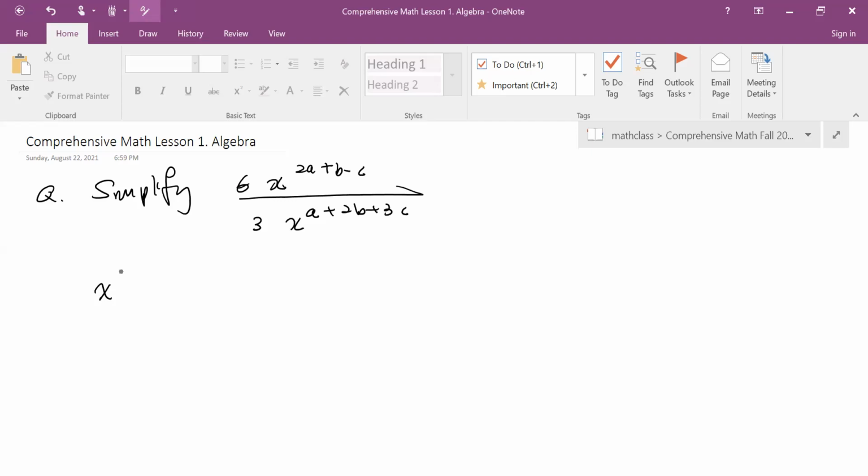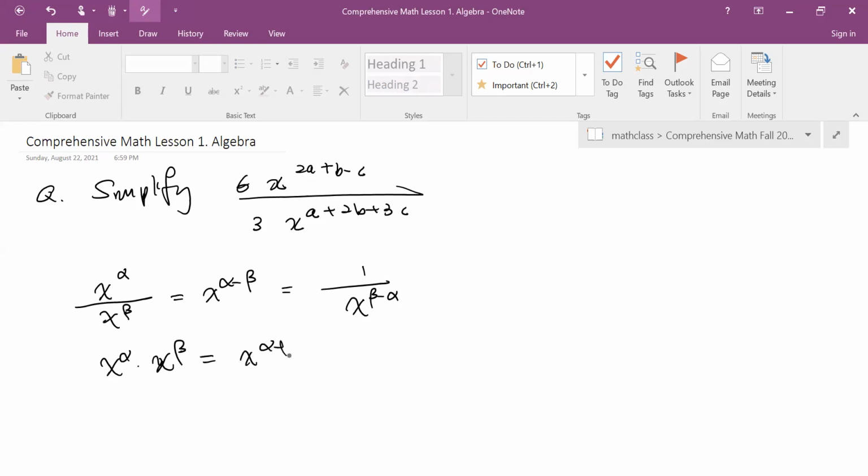If we have x to the alpha divided by x to the beta, then that will be x to the alpha minus beta. But if we put it in the denominator, it's going to be 1 over x to the beta minus alpha. This is the main formula. And x to the alpha times x to the beta will be x to the alpha plus beta.